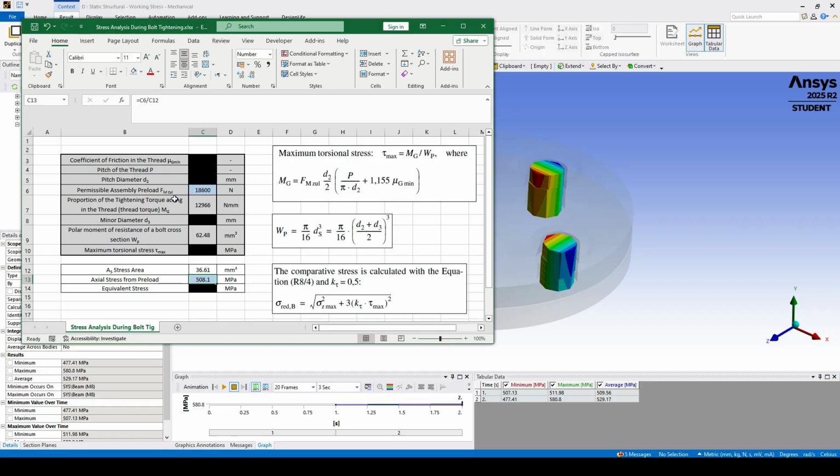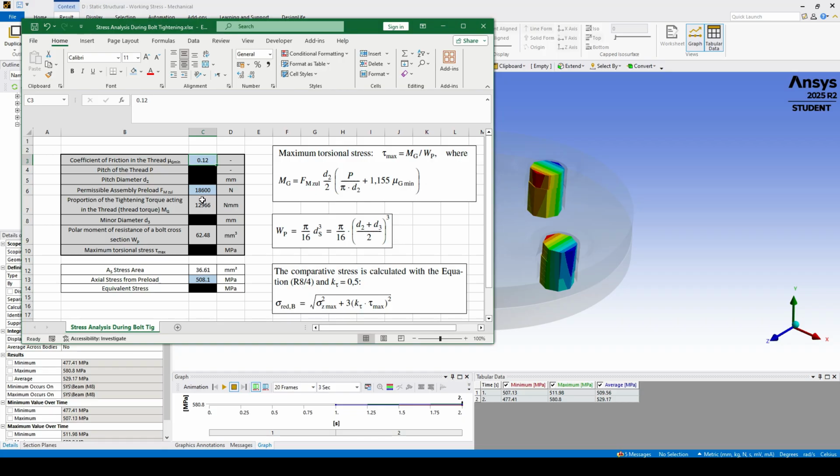In order to do that, what we need is the coefficient of friction, which could be variable. In my case, I took a frictional coefficient in the thread, under the bolt head, and between the two plates of 0.12. This is what I already defined in my model behind this screen. So we have 0.12 as a frictional coefficient.